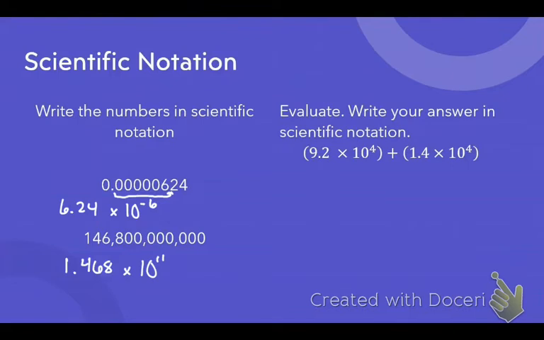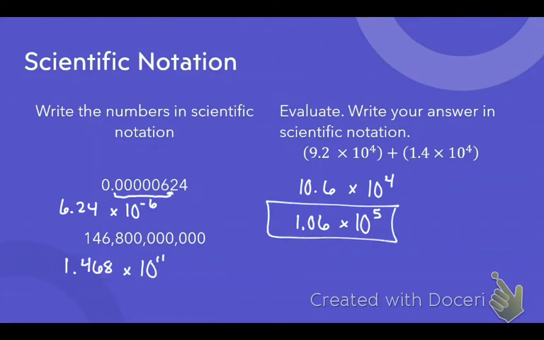Okay, all right, give you a minute to work on that one. Okay, so what is 9.2 plus 1.4? 10.6. And then we bring down our common power. Now, 10.6 is too big. Did you guys catch that? My rule says if I bump my decimal to the left, what happens to my power? It increases. All right, so 1.06 times 10 to the 5th power is my answer.